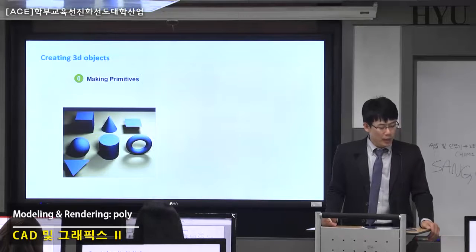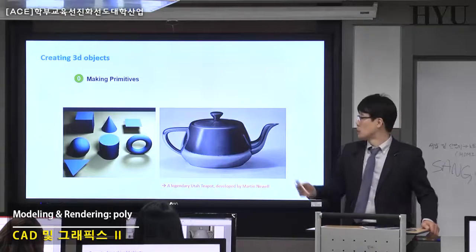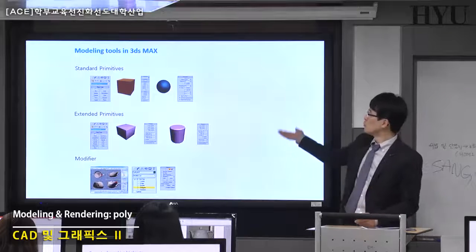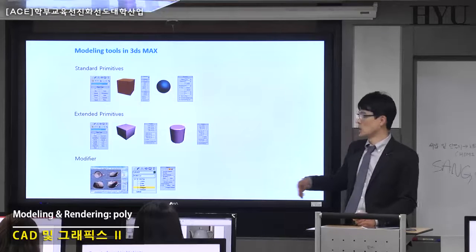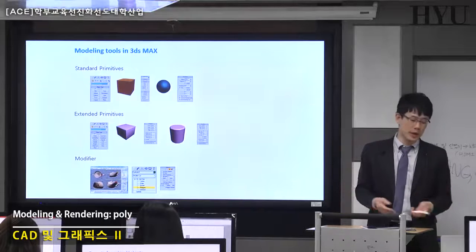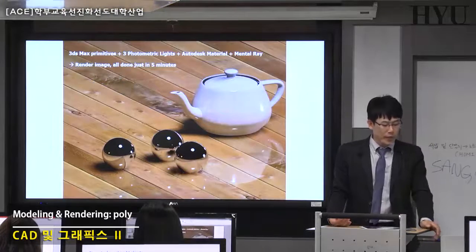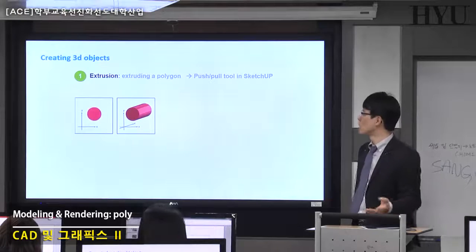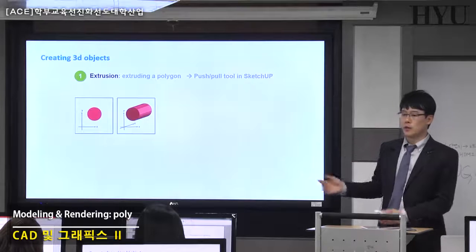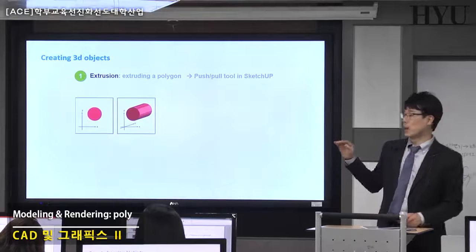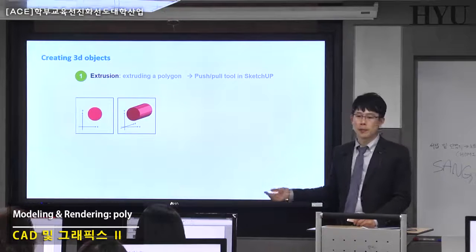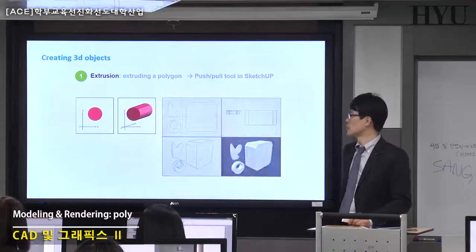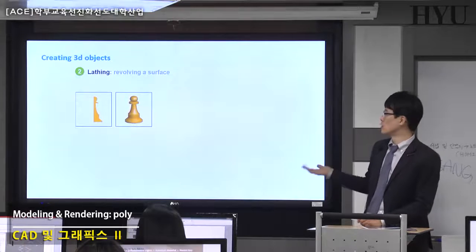Anyway, making primitives, something like those items, and putting a number of modifying tools or editing tools on them, especially by using editable poly. And then you can create this kind of thing I introduced to you last week. Everything looks very different, but in terms of its basics, it's almost the same. Getting 2D first and extruding them or sweeping them, that's the fundamental way of creating a 3D object.